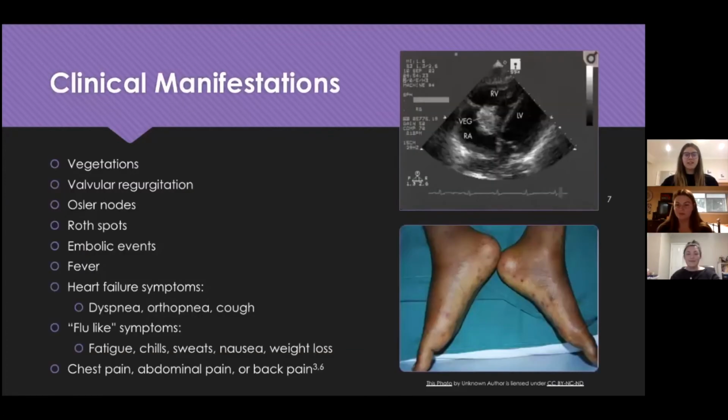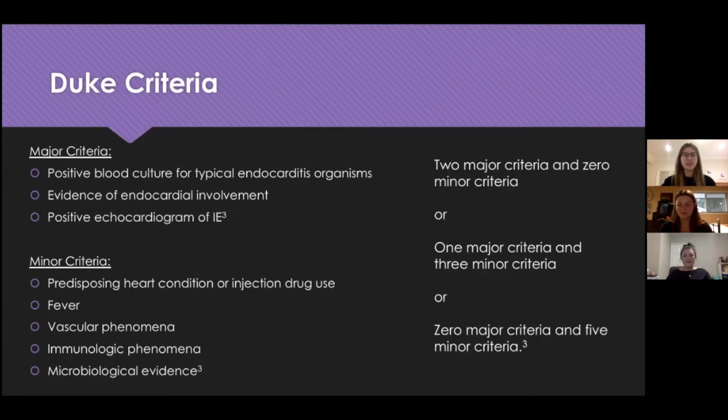The clinical manifestations in an infective endocarditis patient include vegetations, which you can see in the top right photo, valvular regurgitation, Osler nodes, which are shown in the bottom photo, Roth spots, embolic events, fever, heart failure symptoms such as dyspnea, orthopnea, and cough, flu-like symptoms such as fatigue, chills, sweats, nausea, and weight loss, and lastly, chest pain, abdominal pain, or back pain.